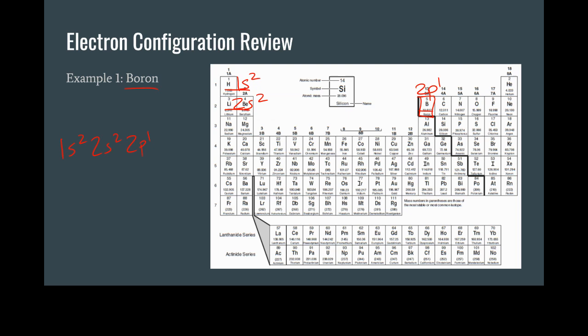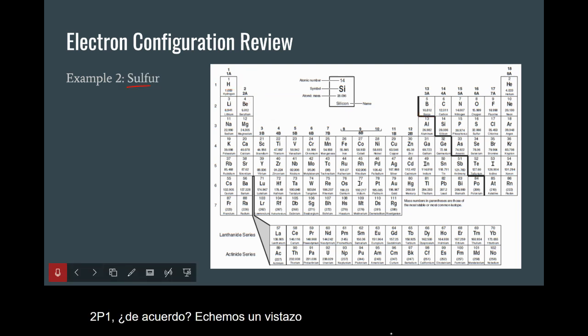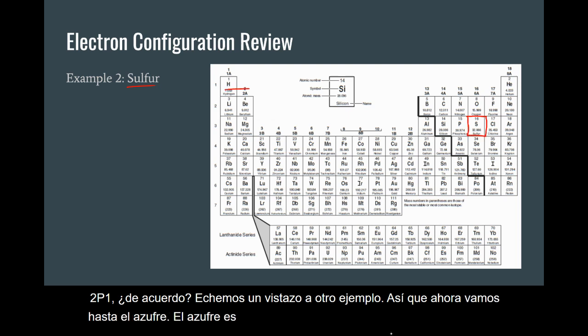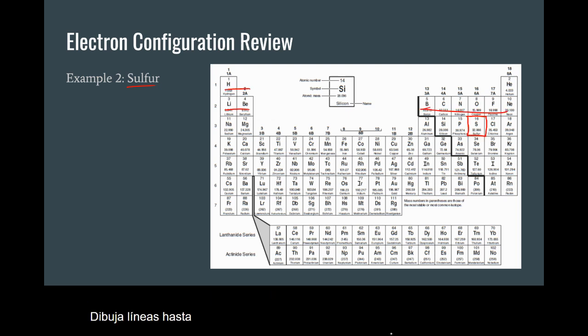All right, let's take a look at another example. Now we're going all the way to sulfur. Sulfur is number 16. Draw lines until I get to 16. There we go. And label those lines: 1s, 2s, 2p, 3s, 3p. Count the number of squares I'm going through: 1, 2; 2; 1, 2, 3, 4, 5, 6. 2p, 6 there. 3s, 1, 2. And then 1, 2, 3, 4.